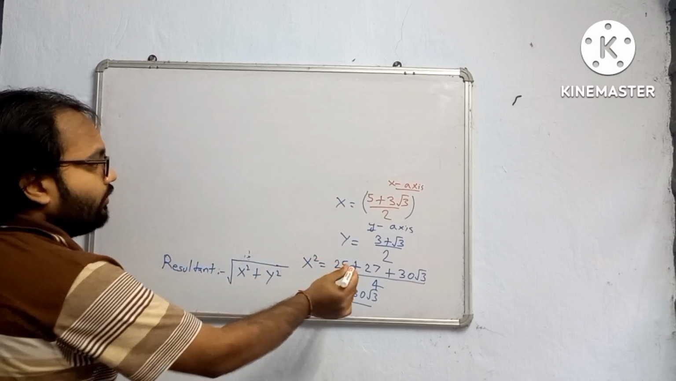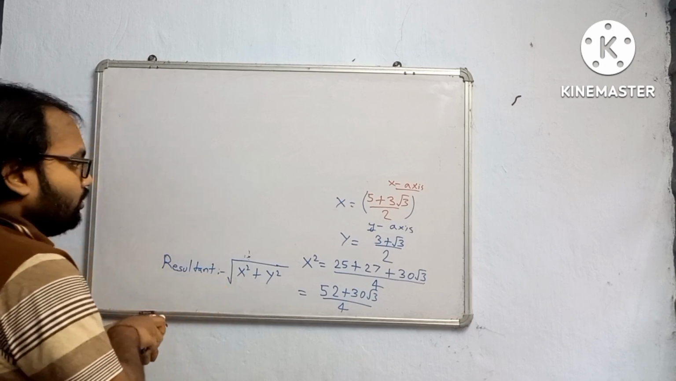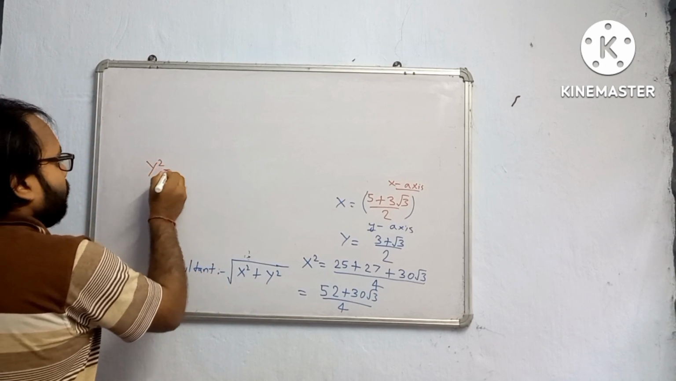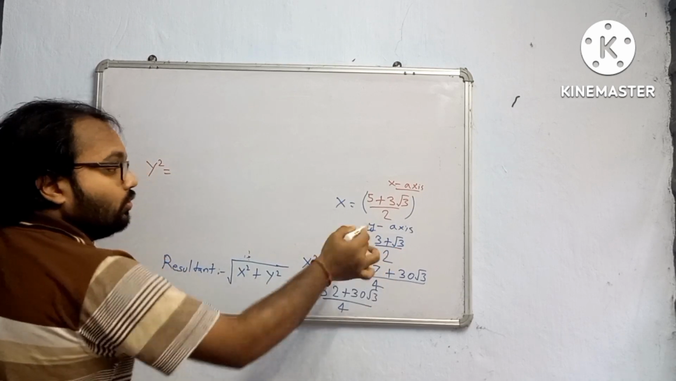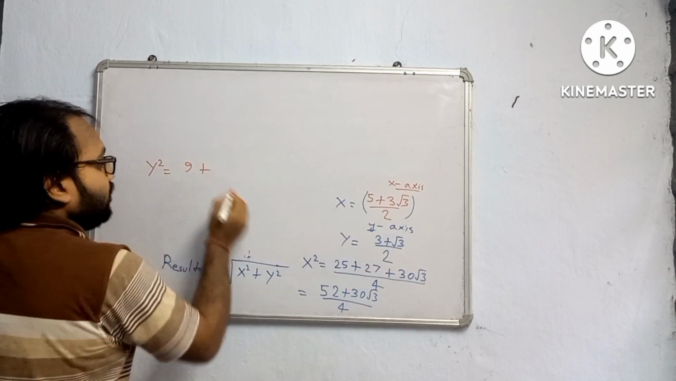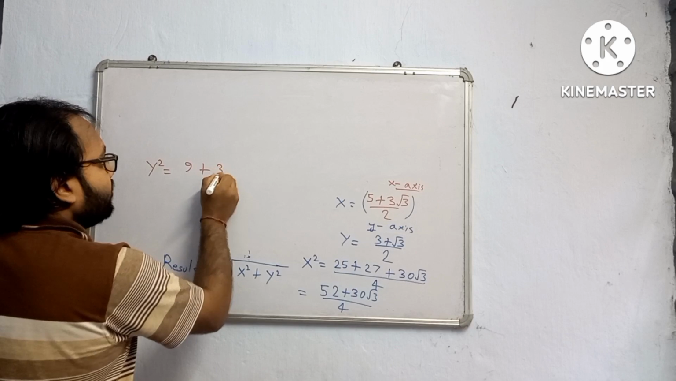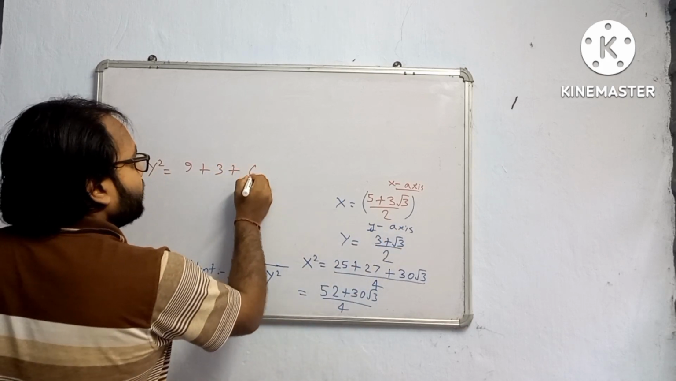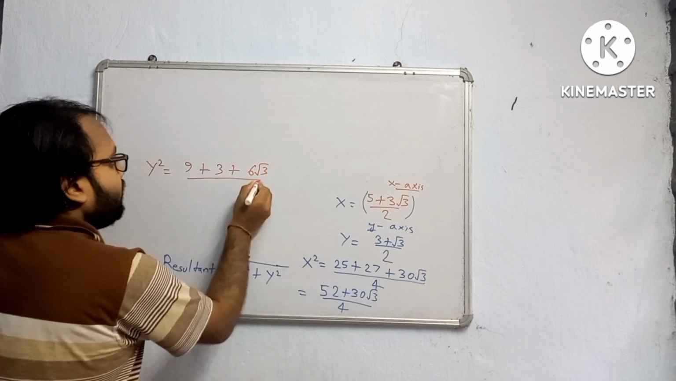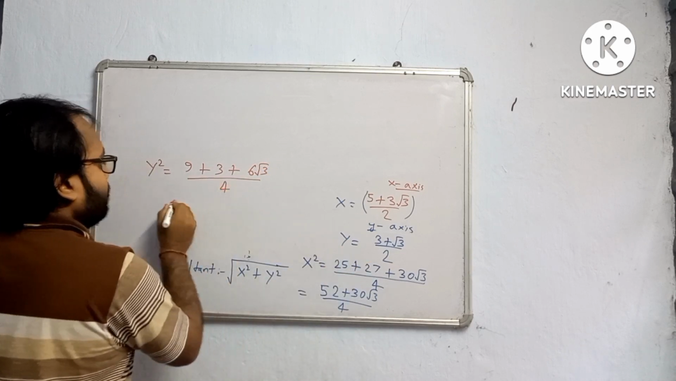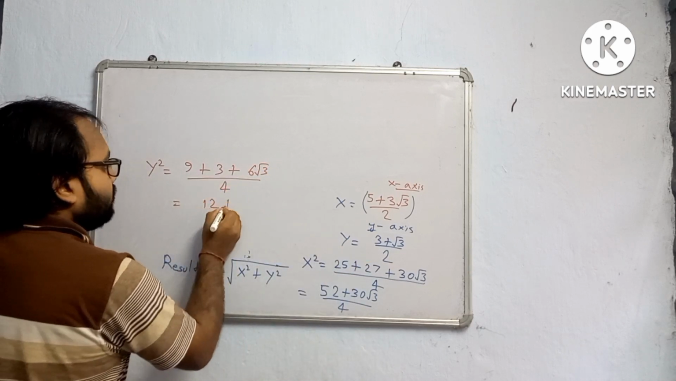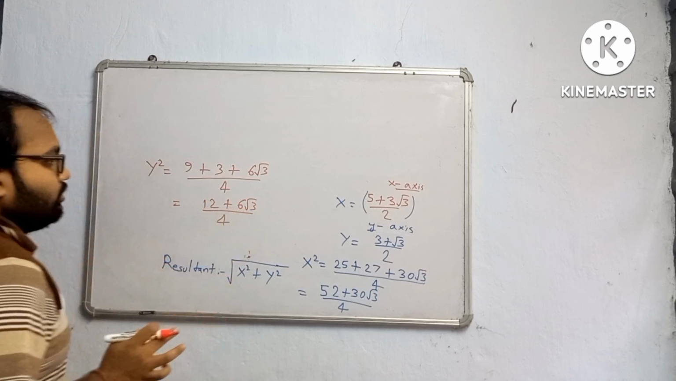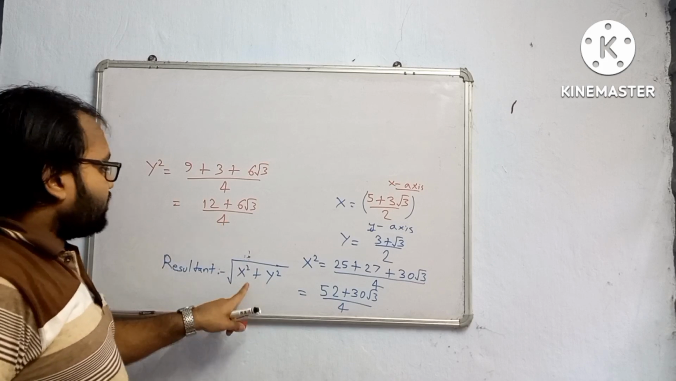In the same way, we will find y square. Y square is equal to (a plus b) whole square. 3 3s are 9 plus root 3 square is 3, plus 2 into 3, 6 into root 3, 6 root 3 divided by 4. 9 plus 3 is 12 plus 6 root 3 by 4. X square and y square.